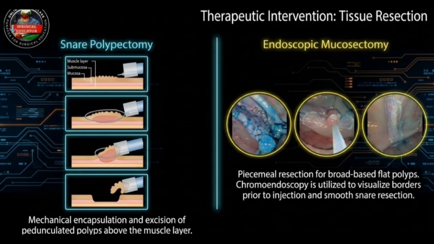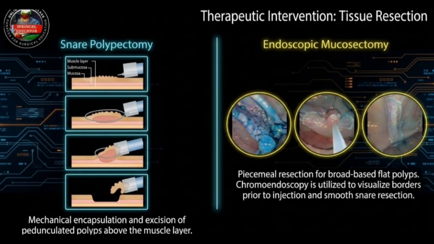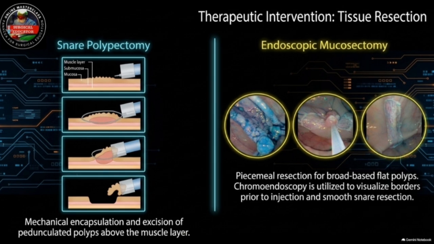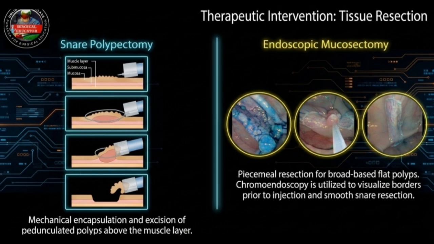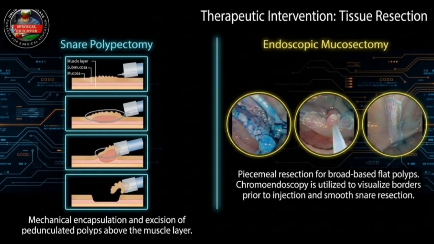Exactly. So by injecting a specialized fluid solution into the submucosal space beneath the lesion, you create an artificial cushion. It physically lifts the abnormal tissue up and away from the muscle, creating a safe buffer zone. So you can snare and excise the lesion without breaching the structural integrity of the bowel wall. That is brilliant mechanical problem solving.